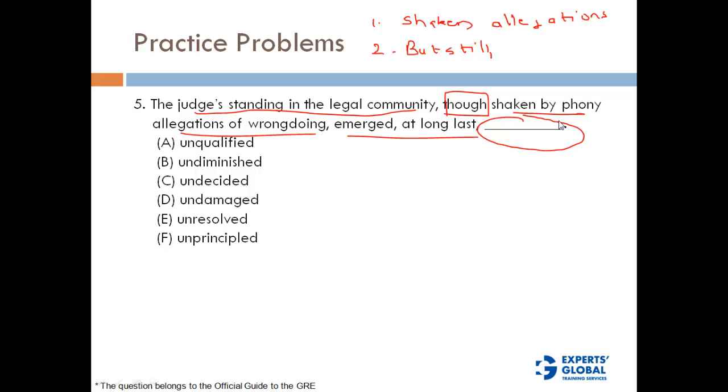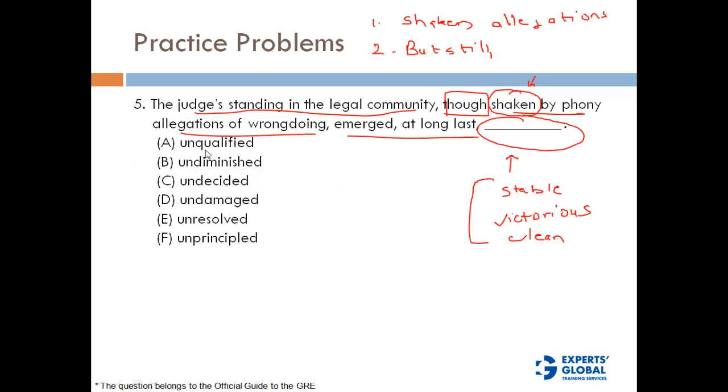Because we have "though" here, both these ideas are opposite, so this is an adjective that is opposite of what we would expect if the allegations were true. So the opposite of, let's say, shaken. Although because of the allegations the judge's standing was shaken, it finally came out unshaken, something like that. So it will be stable or victorious, or clean.